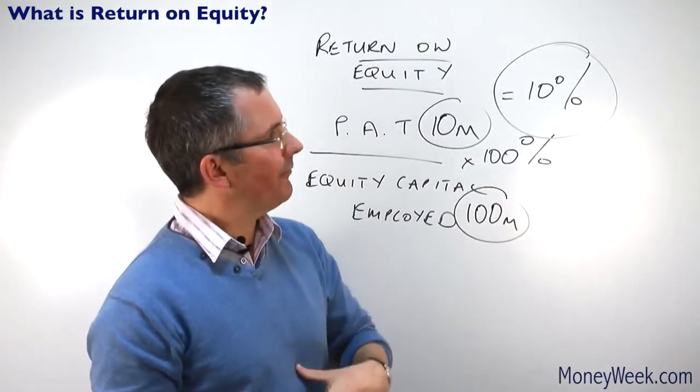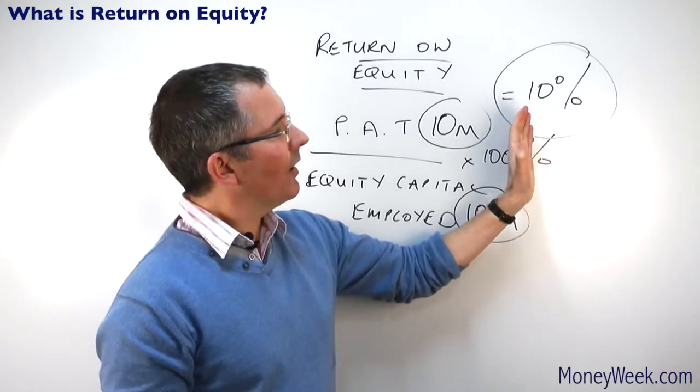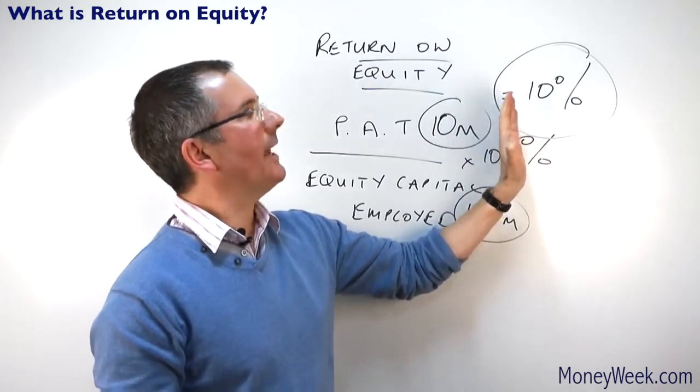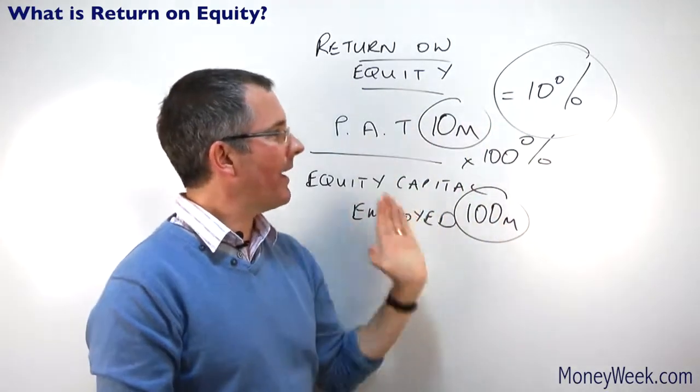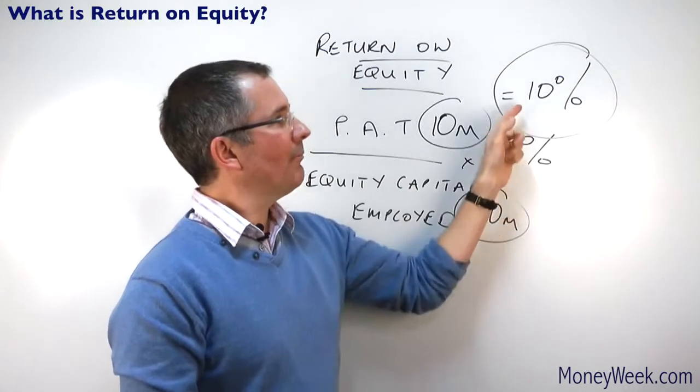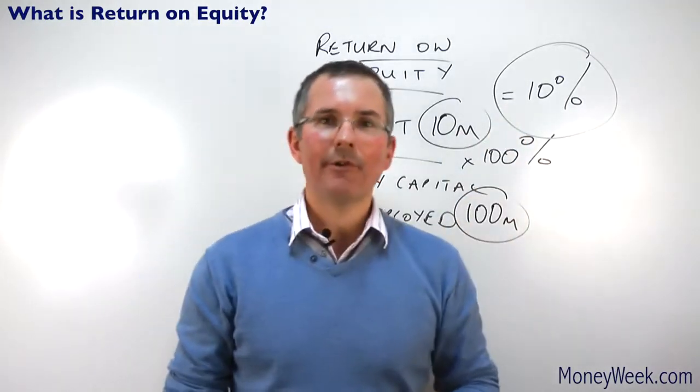And of course, easy for me to say, of course. Much more difficult to get this piece of information, but okay, this company is generating a 10% return on the equity capital it employs from shareholders. But what is it costing to generate that return?